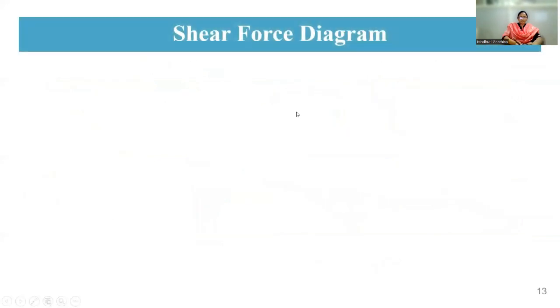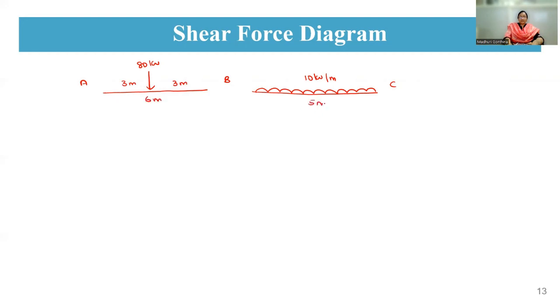Now coming to the next one, the shear force diagram. To draw the shear force diagram, again you have to find the reactions. First we will draw A, B and C. This is again a point load of 80 kilonewton and a UDL of 10 kilonewton per meter, with spans of 3 meters, 3 meters, 6 meters for AB, and 5 meters. The moments are 68.9, 42.2 and 10.15 kilonewton meter. The reactions are RA, RB1, RB2 and RC.